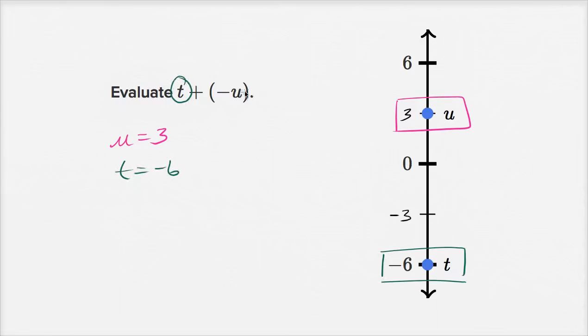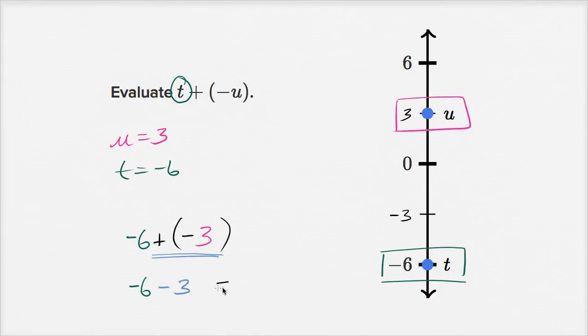So t plus -u is going to be -6 plus -u. U is 3. You want to be very careful. You might say, oh, well, u is positive, so I'm just going to put a positive number here. But remember, it's -u. Wherever you see the u, replace it with the 3. So it's -3. So this is going to be -6 plus -3, which we can rewrite as -6 minus 3.